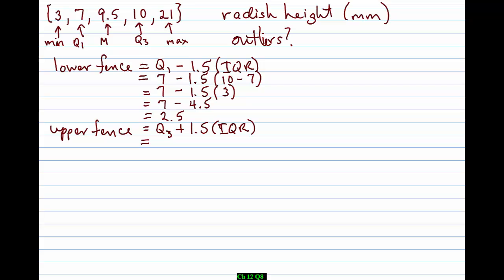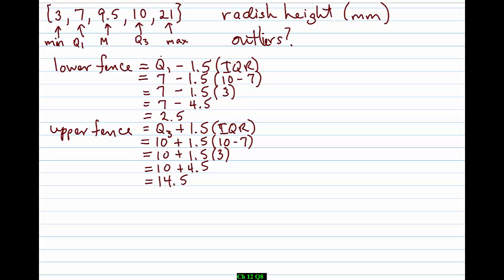Q3 we can see from above is 10 plus 1.5 times the interquartile range, which again is 10 minus 7, Q3 minus Q1. So that is 10 plus 1.5 times 3 again, which is 10 plus 4.5. So our upper fence is 14.5.